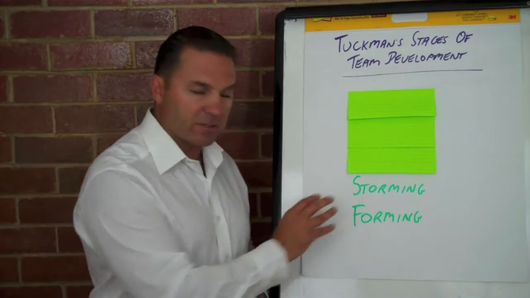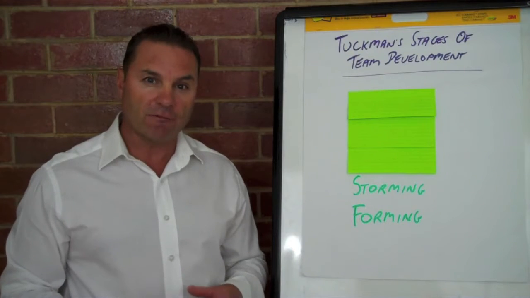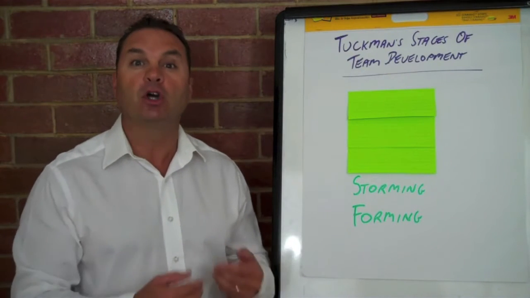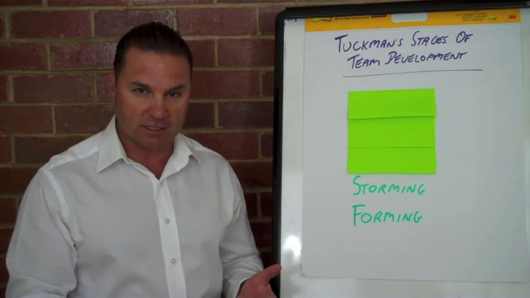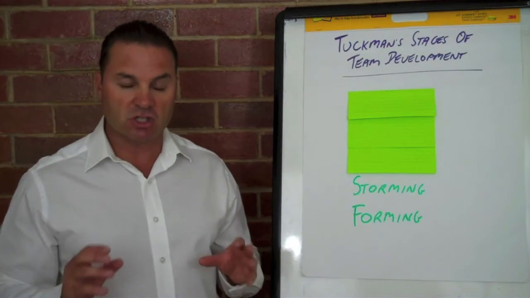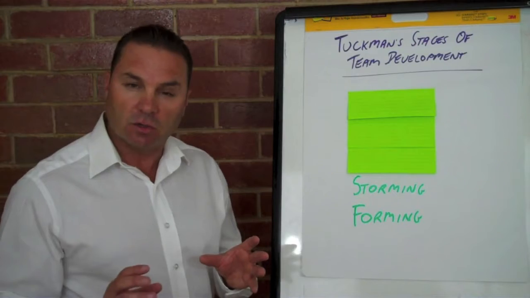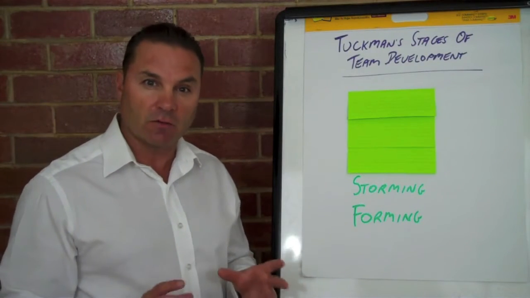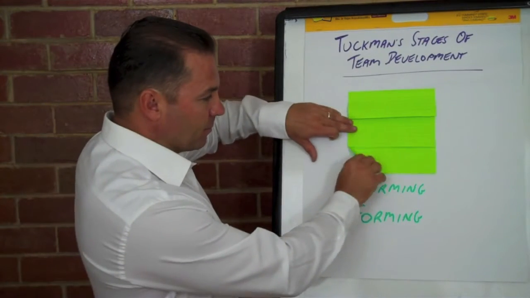So the storming stage is a stage that teams can often get stuck in. They don't move beyond this stage, they don't progress. So the storming stage is a stage where the performance of the team is nowhere near equal to the talent of the members of the team.